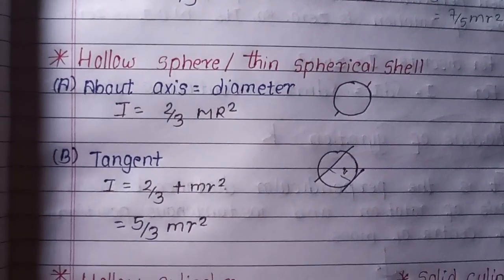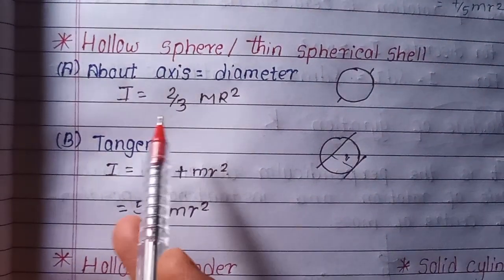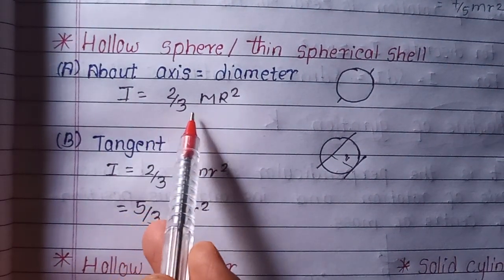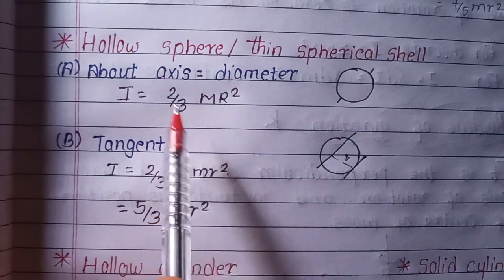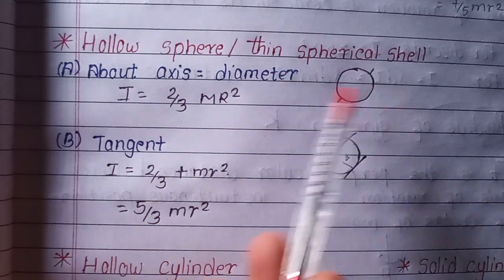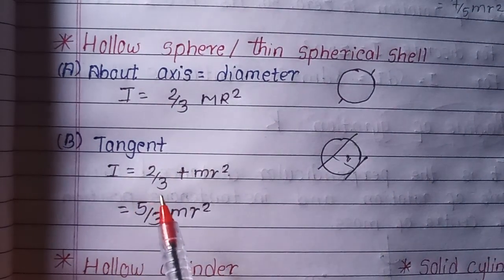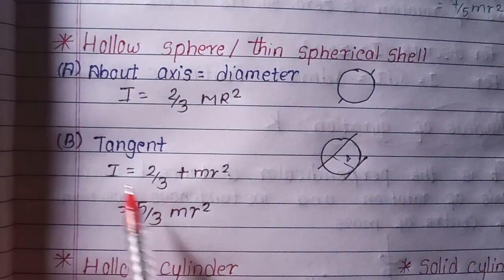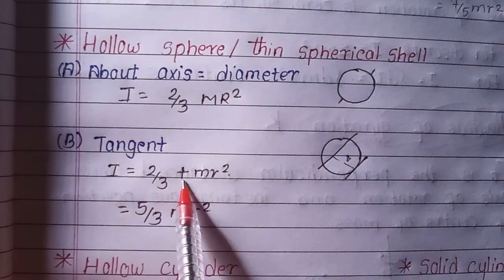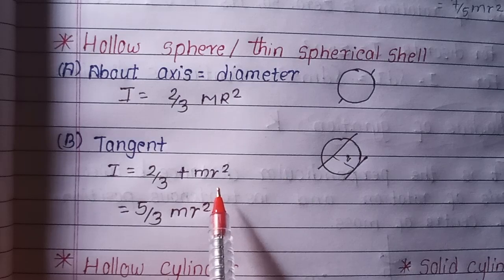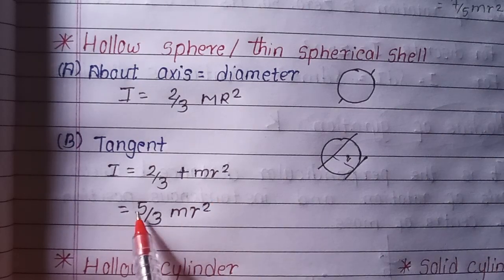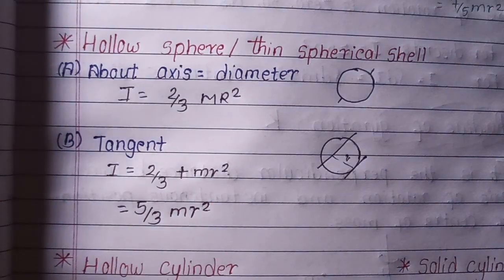And for the hollow sphere, we must remember I is equal to 2 by 3 mr square. For the hollow hemisphere, it is also called a thin spherical shell, I is equal to 2 by 3 mr square. Here for the tangent, I is equal to 2 by 3 plus mr square. We apply the parallel axis theorem here also and we get 5 by 3 mr square.